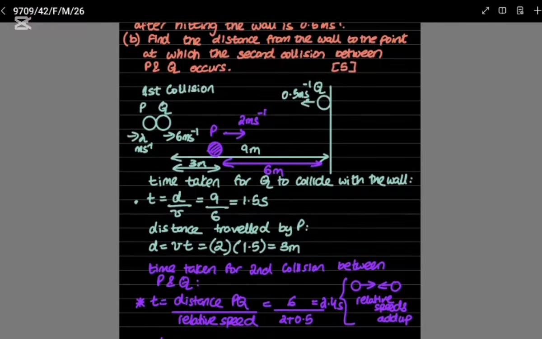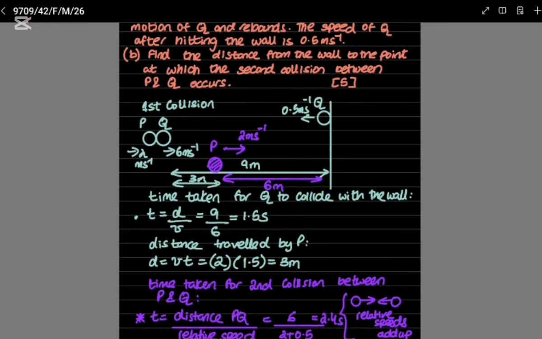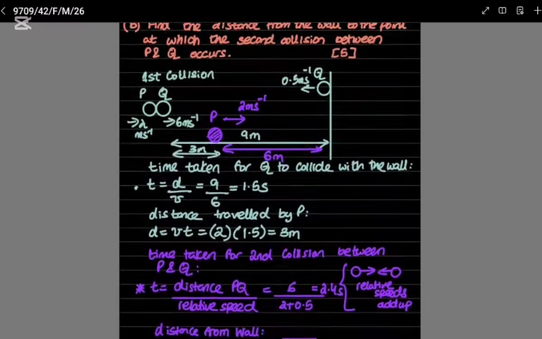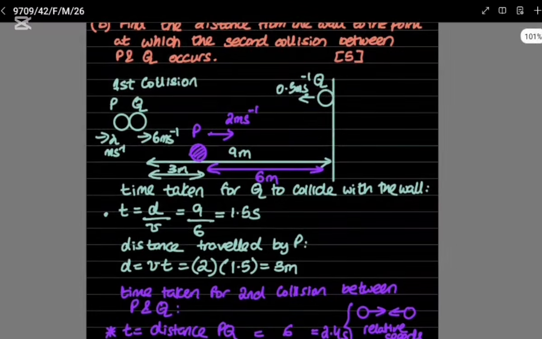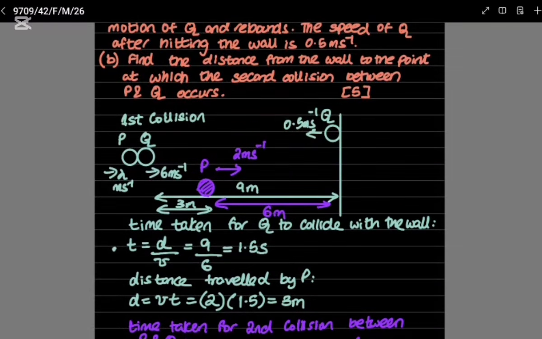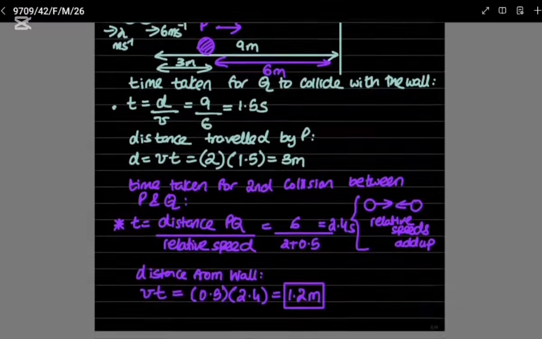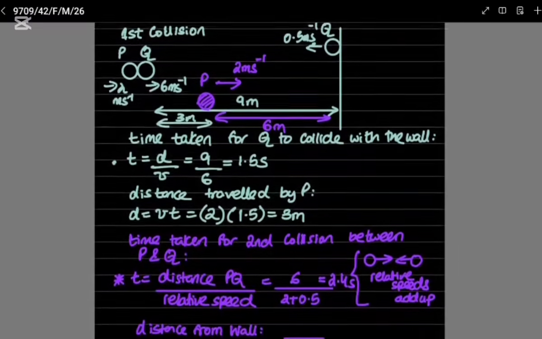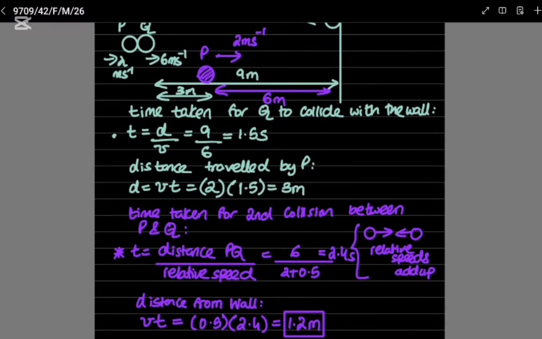Now if someone, for example, uses P, I don't want to use Q, how would he do it, okay. So if you use P, I'm not going to write that, but let me just give you an idea, okay. So we found that the time taken for the second collision is 2.4. So from this point onwards, you find the distance it travels. Okay, 2 times 2.4, it gives you 4.8. So P comes over here, it travels 4.8 again. So 6 minus 4.8 is gonna give you 1.2 again, 1.2 meters away from the wall. So that's how you solve this. Okay, so I guess it's kind of complicated, but you need to know how to solve these type of questions.